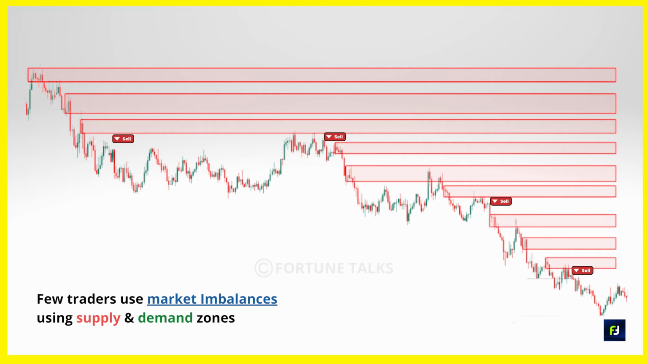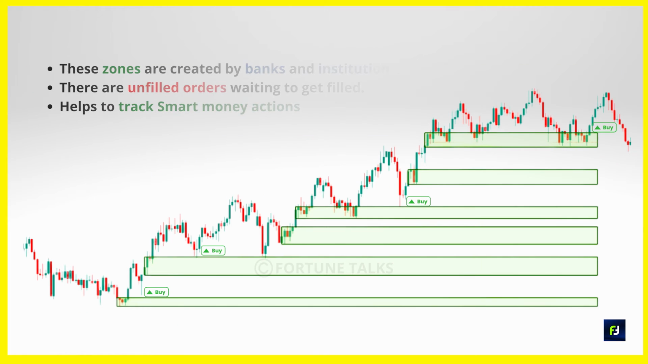Now, this term is very important: imbalance. I will talk about it in a short while. Now, these zones that I have discussed are actually price levels created by banks and institutions where unfilled orders are waiting to get filled. The whole concept of supply and demand is centered around finding the smart money orders on a price chart. It is simply because they have the power to move the prices and they are the ones you should trade with.